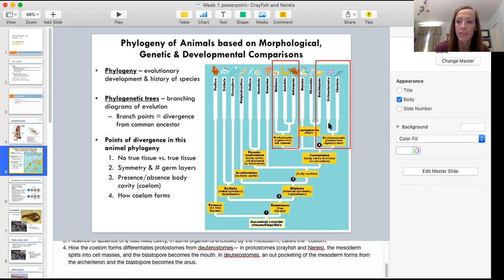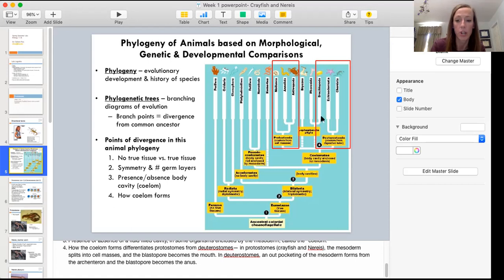And this distinction is based on a number of factors. The first one is how that mesoderm tissue forms. In protostomes, which are the ones we're going to look at today, the mesoderm kind of splits off from some little cell masses near the blastopore. We'll look at this in a picture on the next slide.